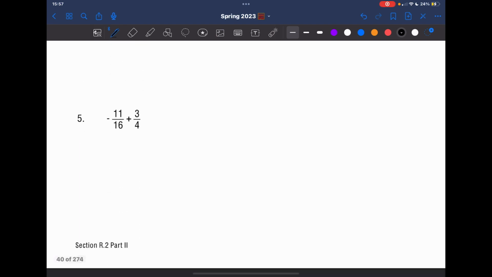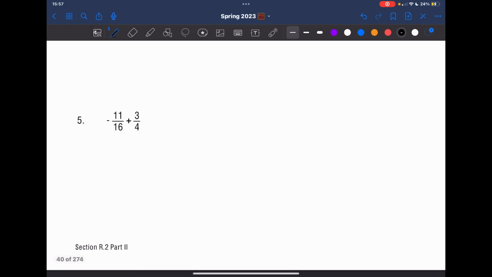And then all the way down to number 5, your common denominator is going to be 64. So I multiply that times 4 and that times 16. Okay, so then you have -44 over 64 plus 48 over 64. So I get negative plus a positive. So I have 4 over 64. So my answer is going to be 1/16.